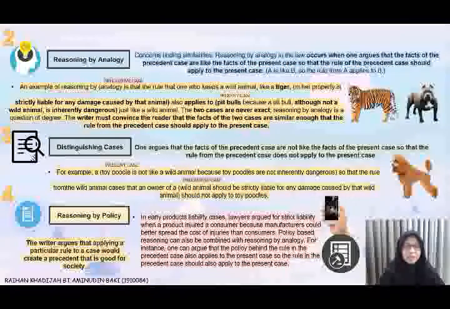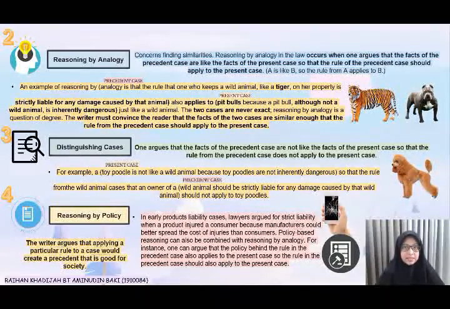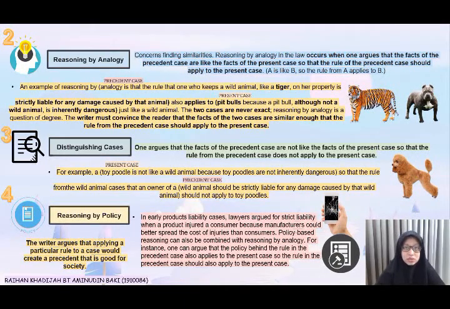Second, reasoning by analogy, which concerns finding similarities. Reasoning by analogy in the law occurs when one argues that the facts of the preceding case are like the facts of the present case, so that the rule of the preceding case should apply to the present case. We can also relate it like this: A is like B, so the rule from A applies to B.